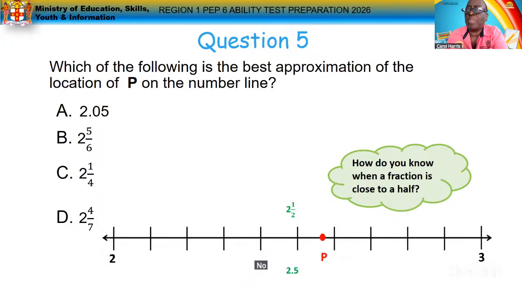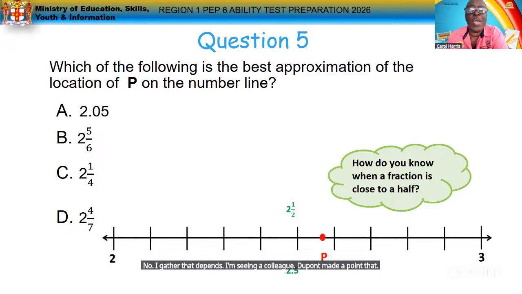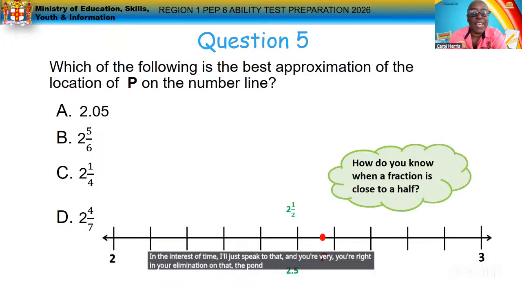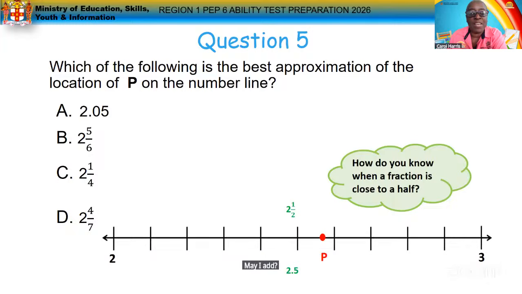I gather that DuPont, I'm seeing a colleague remind, DuPont made a point that A and C are way off. And I'd love for us to speak to that. A and C are way off. And I love how they've put that. Maybe in the interest of time, I'll just speak to that. You're spot on in your elimination, DuPont. A and C are way off, and that's a good process of elimination.